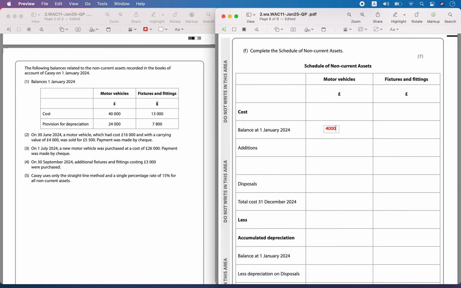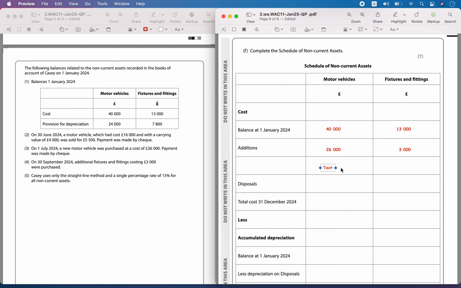Okay, the balances he is asking on 1st of Jan 2024, which is given here. So you just copy that directly, 40,000, and here it is 13,000 pounds. Then what were the additions? That was additions which was purchased. So it is 26,000 was a purchase for motor vehicle. So let's write that. Then there was nothing for fixtures and fittings. Yeah, it was purchased, like 3,000 was purchased. So now let's add up these two total.